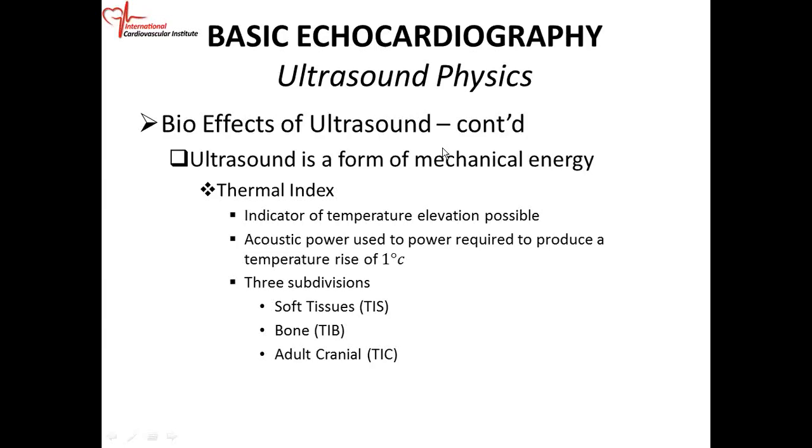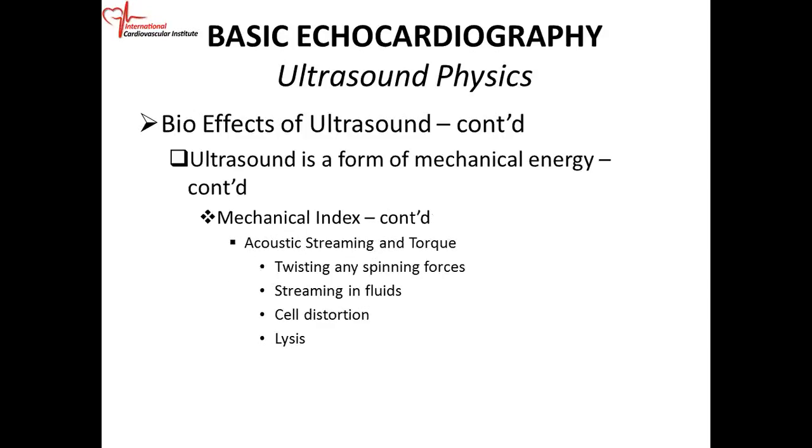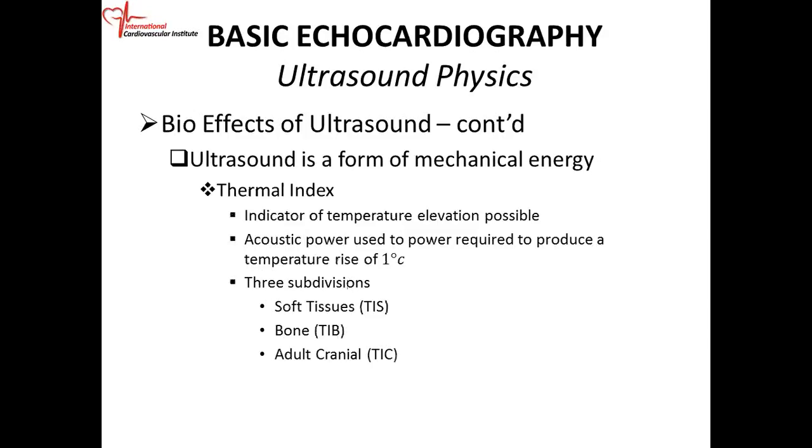So it's basically saying that with a high mechanical index, you can get tissue damage. That's basically what that means. With a high mechanical index, you get twisting and spin, the acoustic streaming and torque. So it's just twisting and spinning forces, streaming in fluid, cell distortion, lysis. Lysis means breakdown of the cell. So with a high mechanical index, you can get tissue damage.